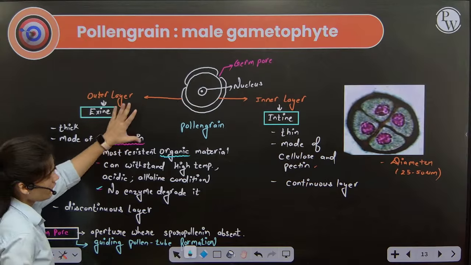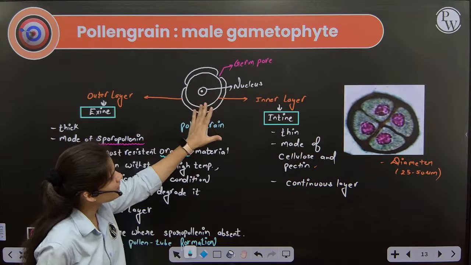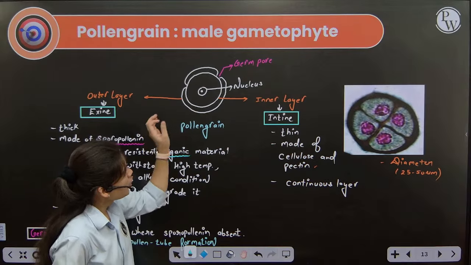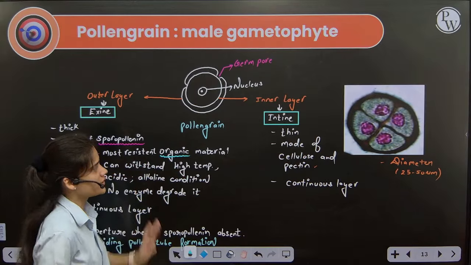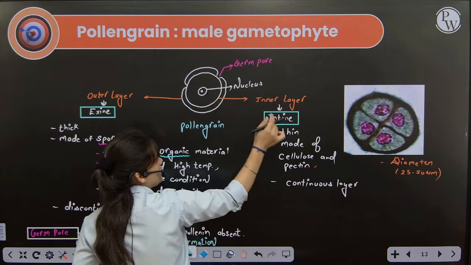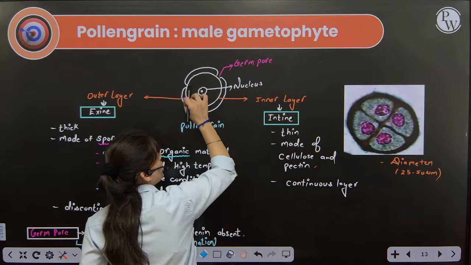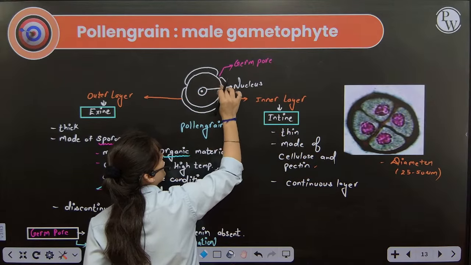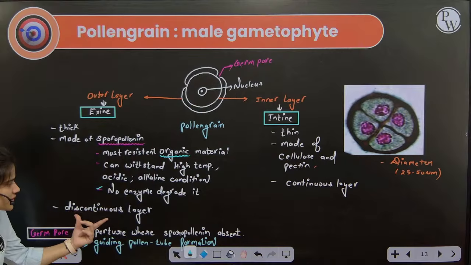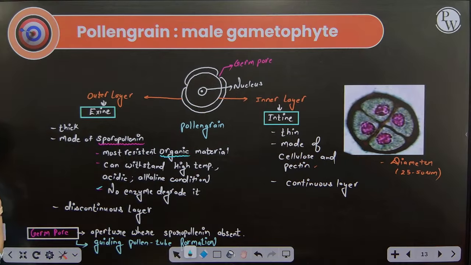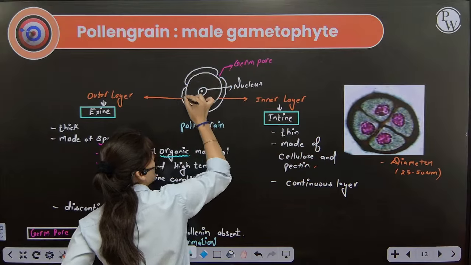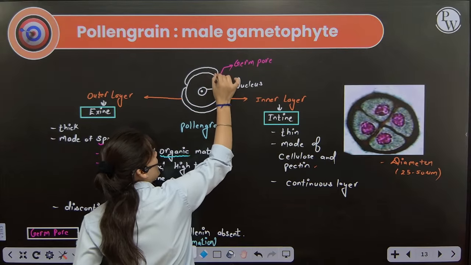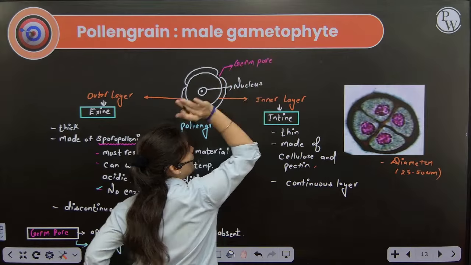Now, by looking at this diagram, out of these two layers, which layer is continuous and which layer is non-continuous or discontinuous? As we see, the inner layer is the continuous layer. The outer layer that is made up of sporopollenin is the discontinuous layer. Why is this layer discontinuous? Because in these areas where this outer layer is absent, that aperture is known as the germ pore.